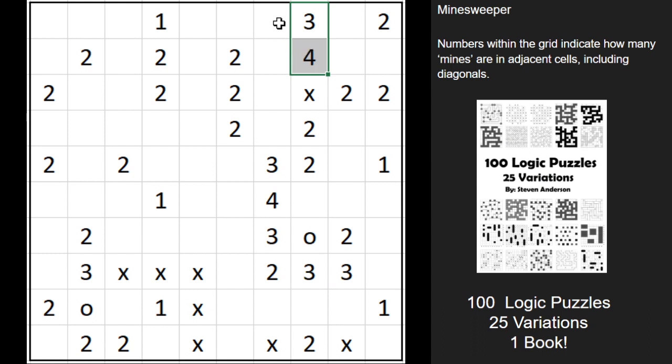These 2 cells interact with one another almost in the same fashion. If we think about these 5 cells having to contain 4 mines, well, these can only contain 3 because of this 3. So the 4th mine has to go here, like that.